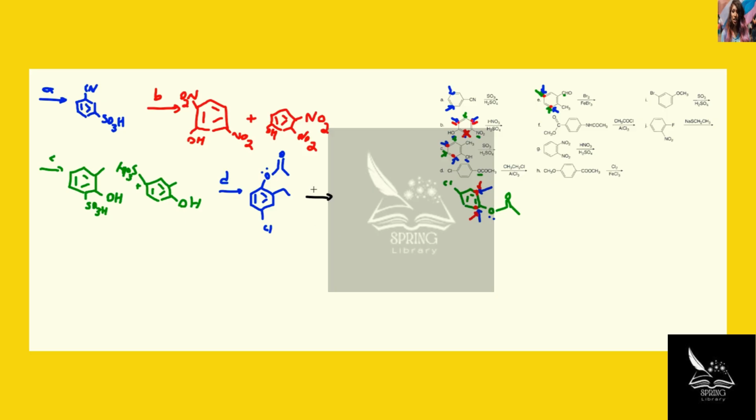So we'll draw E here. So we'll have one bromine isomer at this position. Then we'll have another bromine isomer at the other directed position, which is this position here. And next we can move on to F.